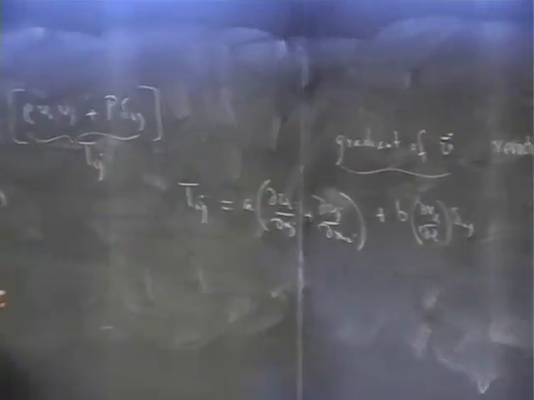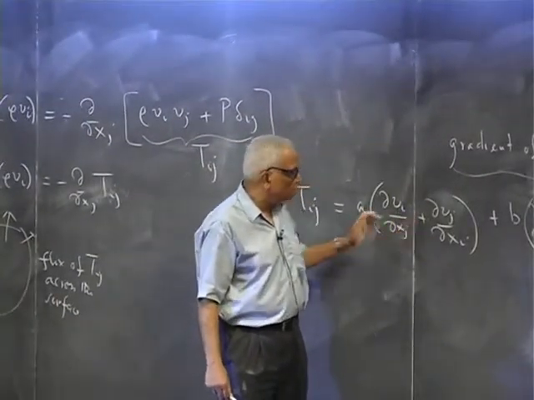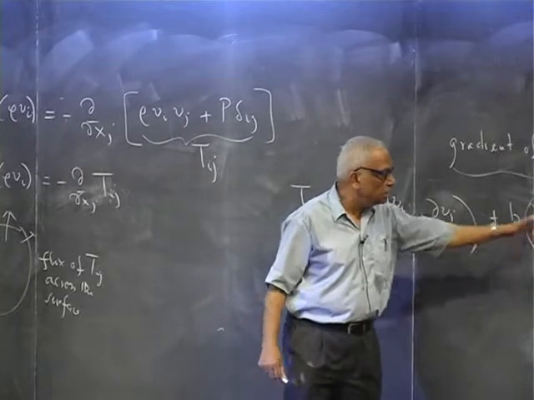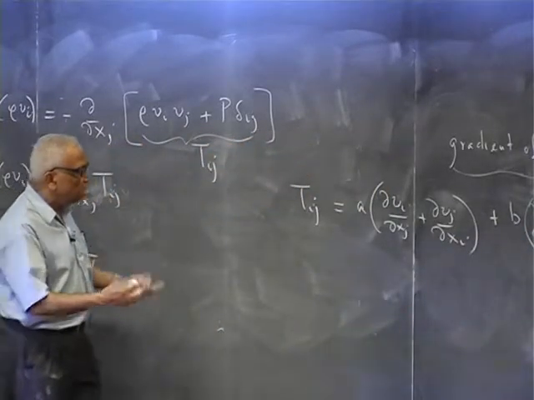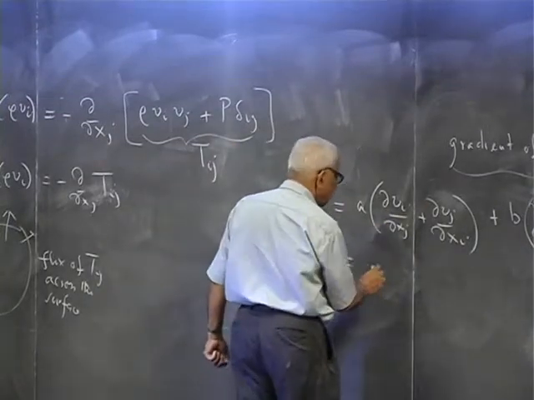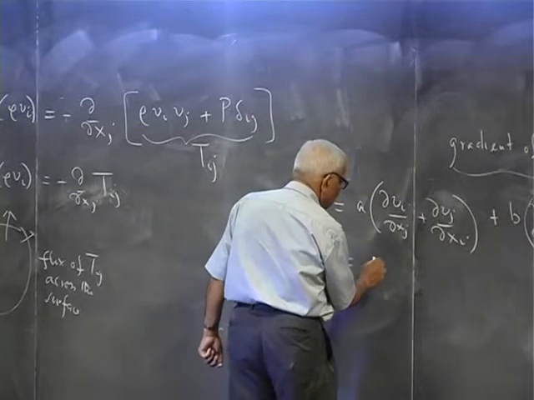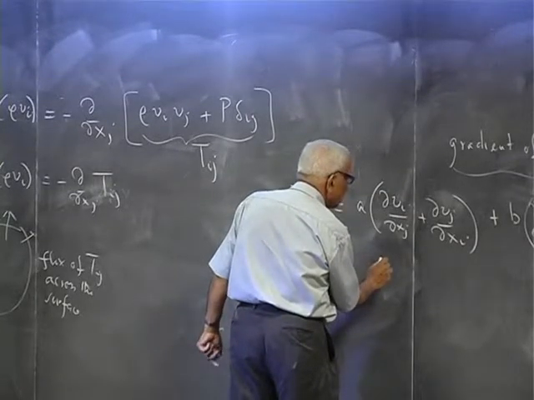So there is one term which is of this kind, where A and B are constants, and the other which looks like this. Generally, one redefines the constants A and B to write this as eta.